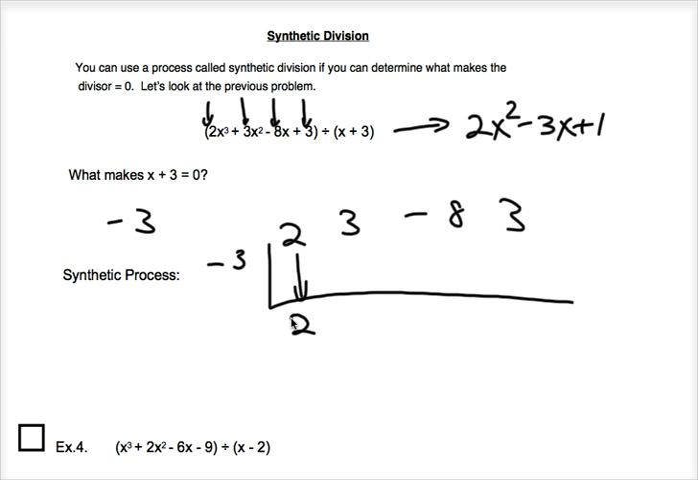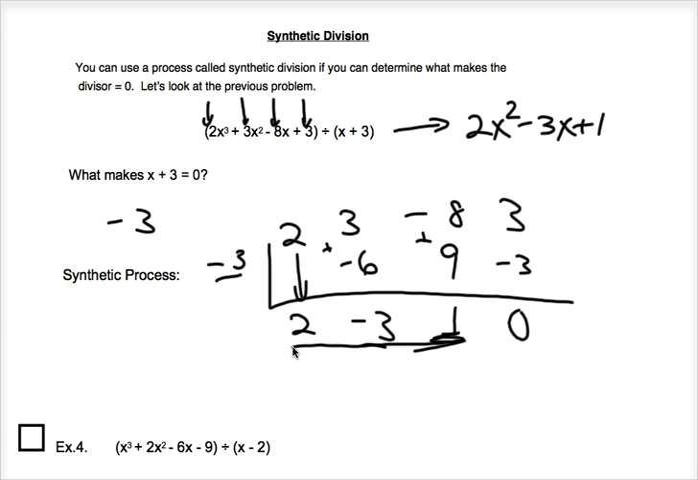then you multiply. Negative 3 times 2 is negative 6. Then you add. You get negative 3. Then you multiply. Negative 3 times negative 3 is 9. Then you add. You get 1. And then you multiply. Negative 3 times 1 is negative 3, and then you add and get 0. Well, if you take a look here, I've got the same numbers right here, 2, negative 3, 1, that I have up here. So our answer is staring us in the face.